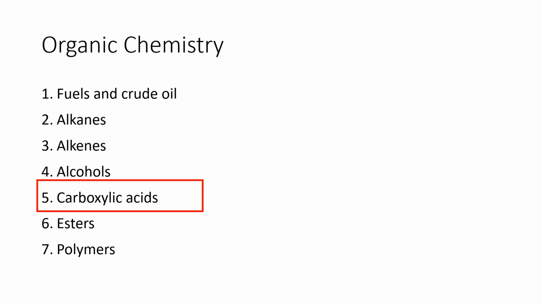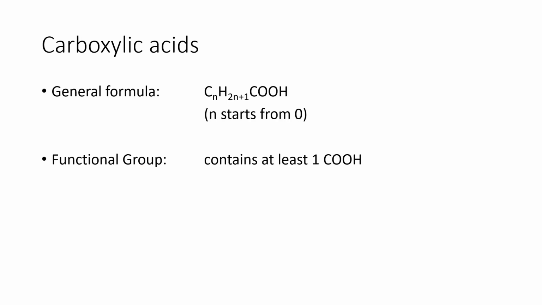And here goes. So for starters, you can write down the general formula CnH2n+1COOH. In this case, the special thing is that the n starts with 0. So it can be 0, then it will be HCOOH first, because 2n plus 1 is 1. Next, to identify, there must be at least one COOH in the formula. Then that is a carboxylic acid.